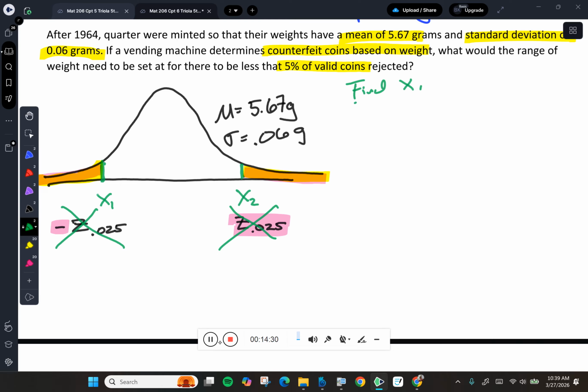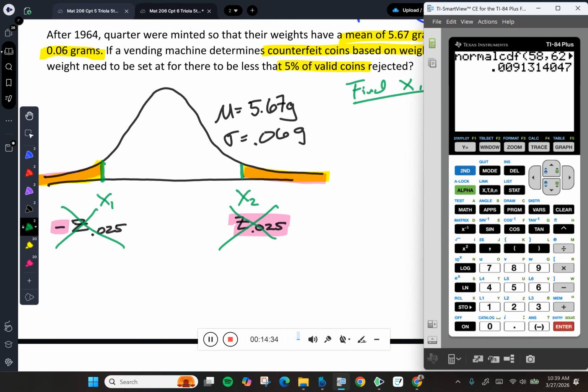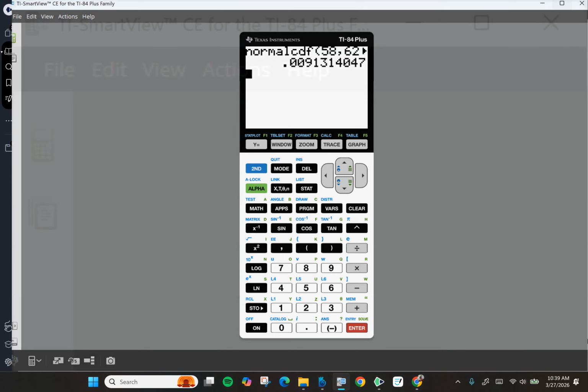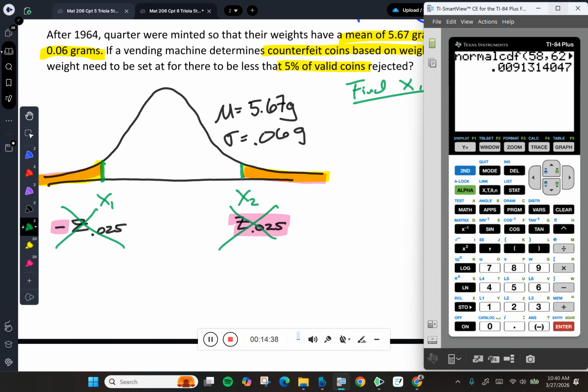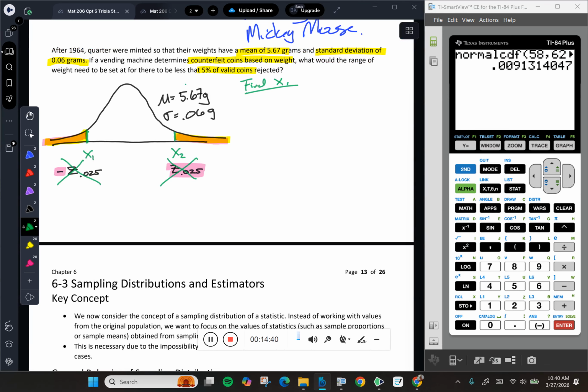our x sub 1. I'm going to go to my calculator. Okay, I'm going to try something here. I'll be right back. All right, that's better. Set up two windows here. Since I'm using my calculator so much, might as well just leave it up.